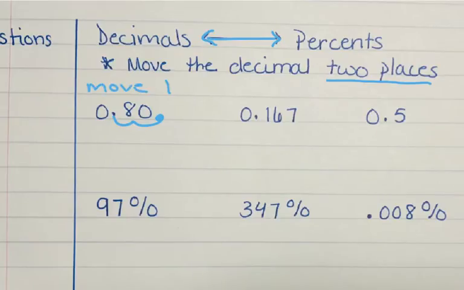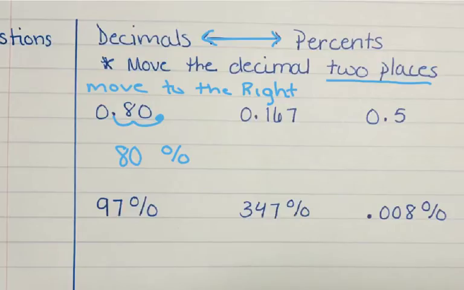So move to the right. Okay, so now my decimal is behind the 80, and then we have to add a percent sign. Okay, if I have nothing behind that decimal point, we don't need to write it. So 0 and 80 hundredths would be 80%.